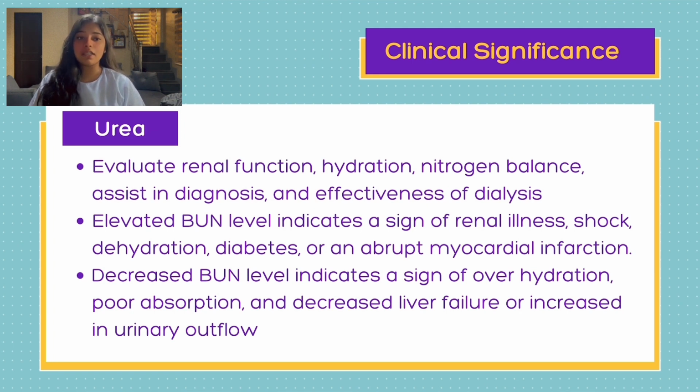So an increased BUN level might be a sign of renal illness, shock, dehydration, diabetes, and an acute myocardial infarction, and on the other hand, a decreased BUN level might be a sign of overhydration, poor absorption, and liver failure.